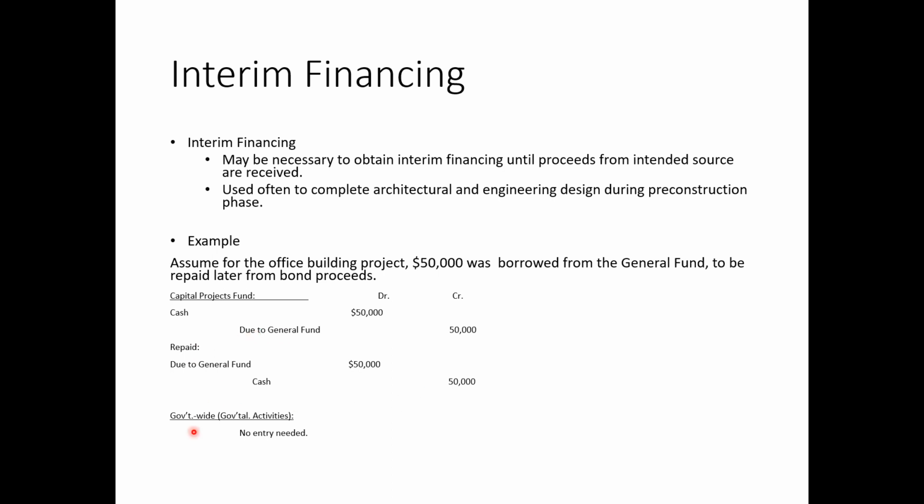And on the government-wide financial statement, as you can see, this is just a borrow and repay among the funds. So government-wide, these two can offset with each other, right? Because if you have due to general fund, then on the general fund side, they will have the due from capital project fund, and those two will get offset with each other. Government-wide, there's no effect, so no journal entry is needed.